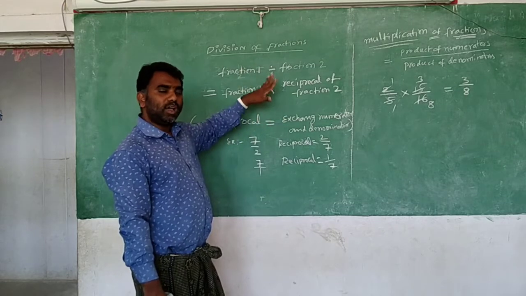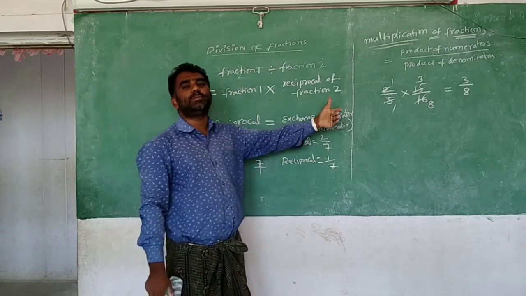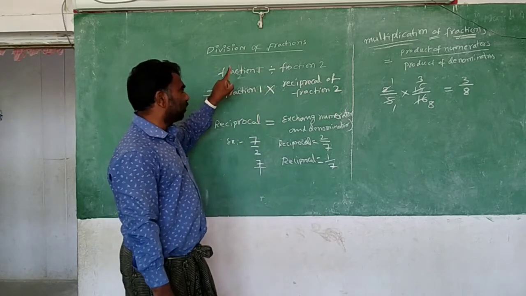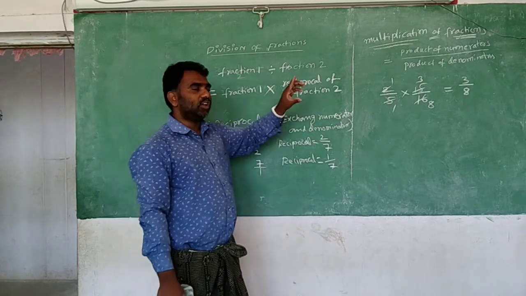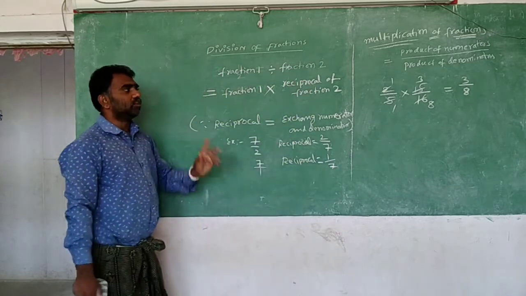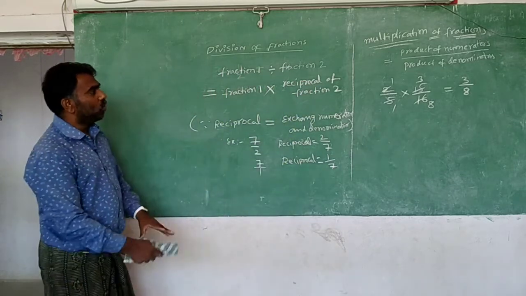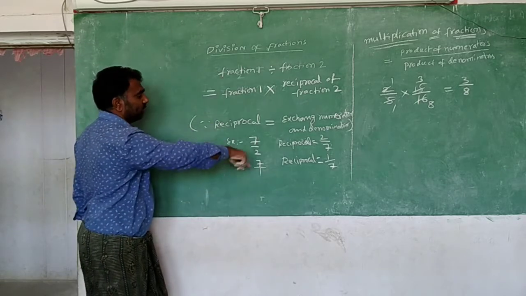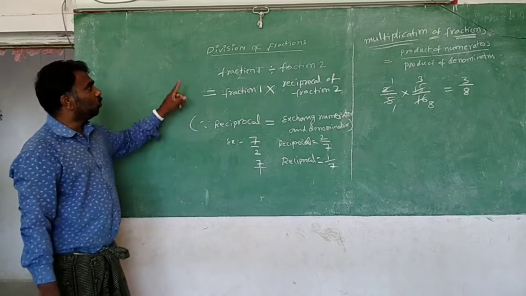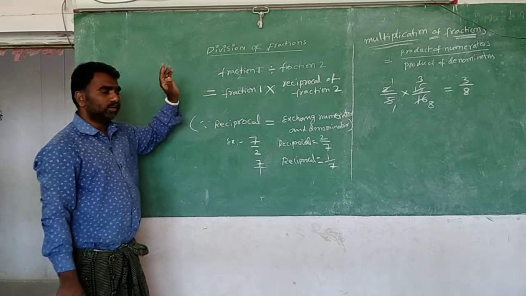Okay, division also we are doing in the form of multiplication only. Here, the simple thing we are doing: first fraction as it is, second fraction you take as reciprocal. Then we will do the multiplication. Okay, you do one thing now, write this down in your notebook. You need to understand here how to do the division of fractions method.